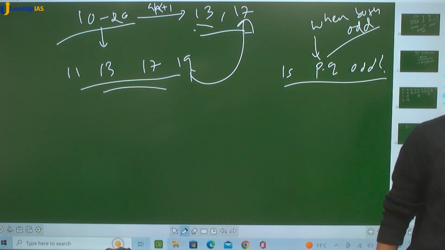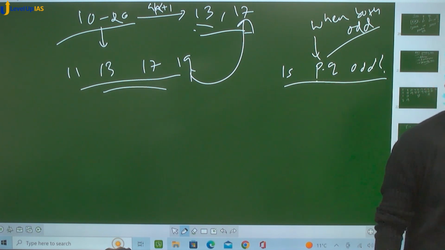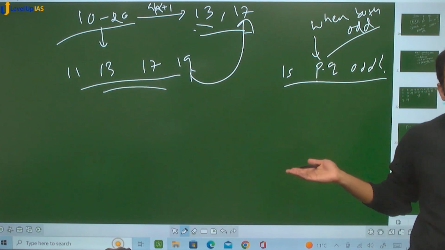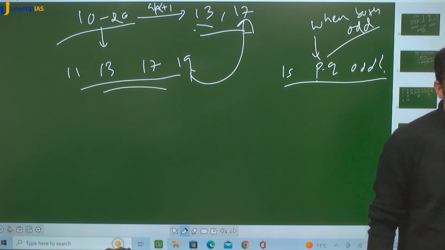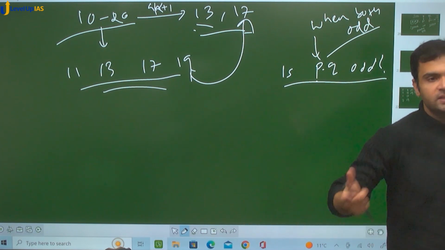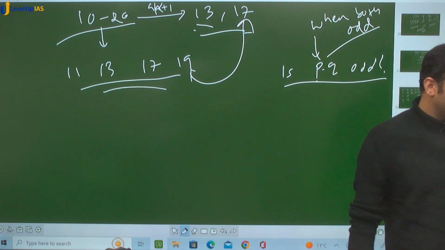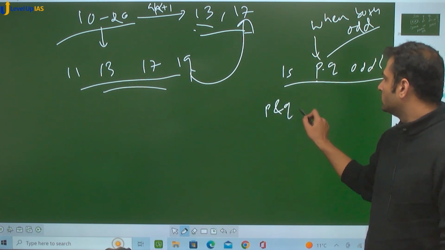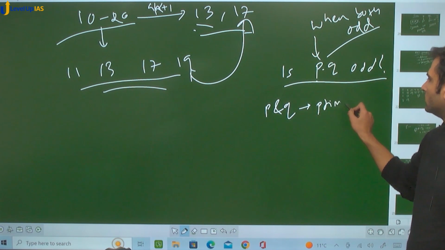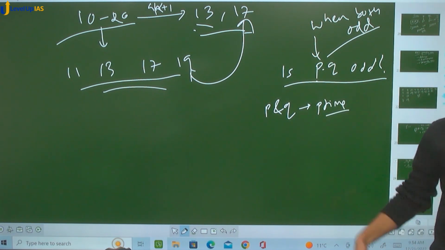But to answer that, I need to know what is P and what is Q, is one of them odd, or are both of them odd, or is one of them even. If one of them is even, then also I have my answer. If both are odd, then also I have my answer. Answer is not important. Can I answer the question is important. Fine. Statement number 1, look. P and Q both are prime numbers. Can we determine which are even, which are odd based on this information?